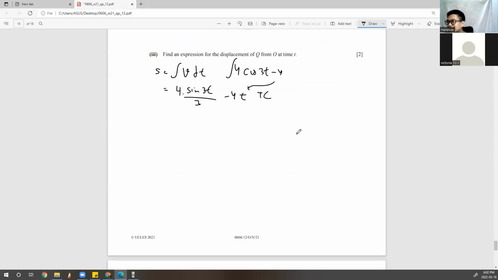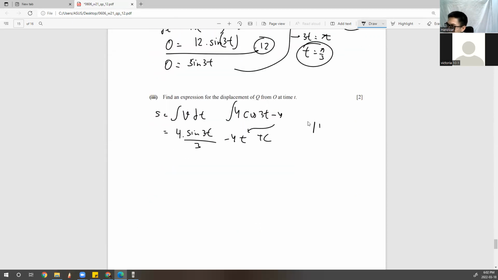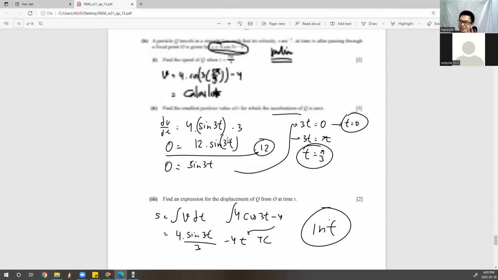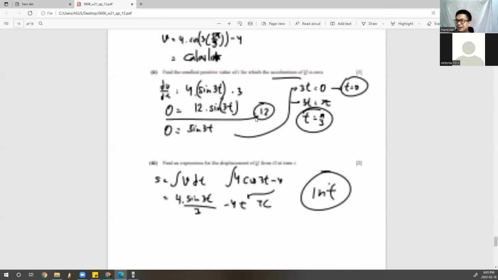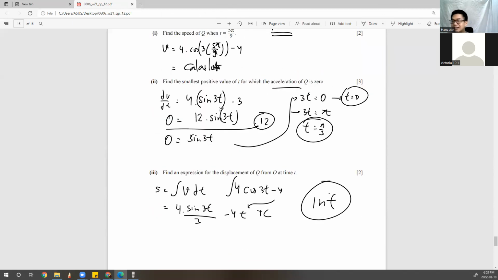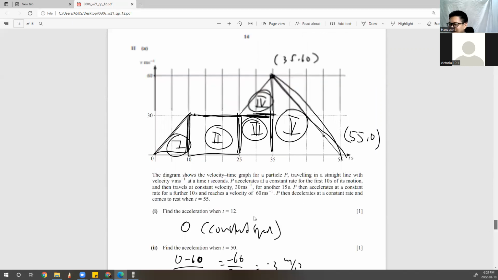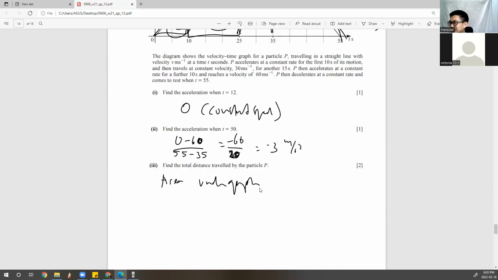Okay, get it, Vicky? Integration. How is it? Yeah, I can understand that. Okay, this is still okay, right? Because you learned this already. This is still near, but the previous questions, this will be the area under the graph. You need to memorize, right? Okay, I'm going to stop the recording.